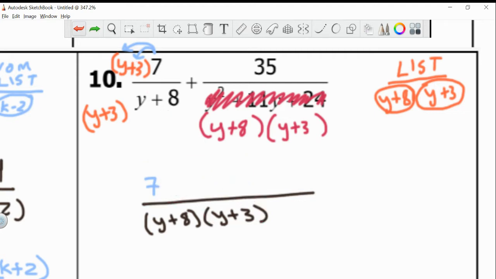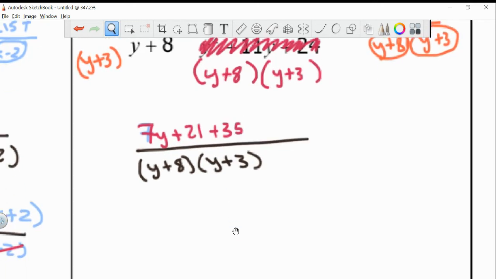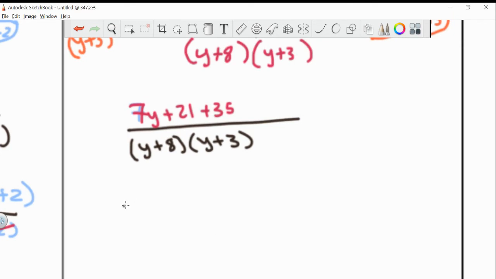What I would do, we're going to need to multiply these. That's going to be 7y plus 21 plus 35. I still need to condense the top. So I'm probably writing this again. Still need to condense it. I've got 7y plus 21 plus 35 is 56.